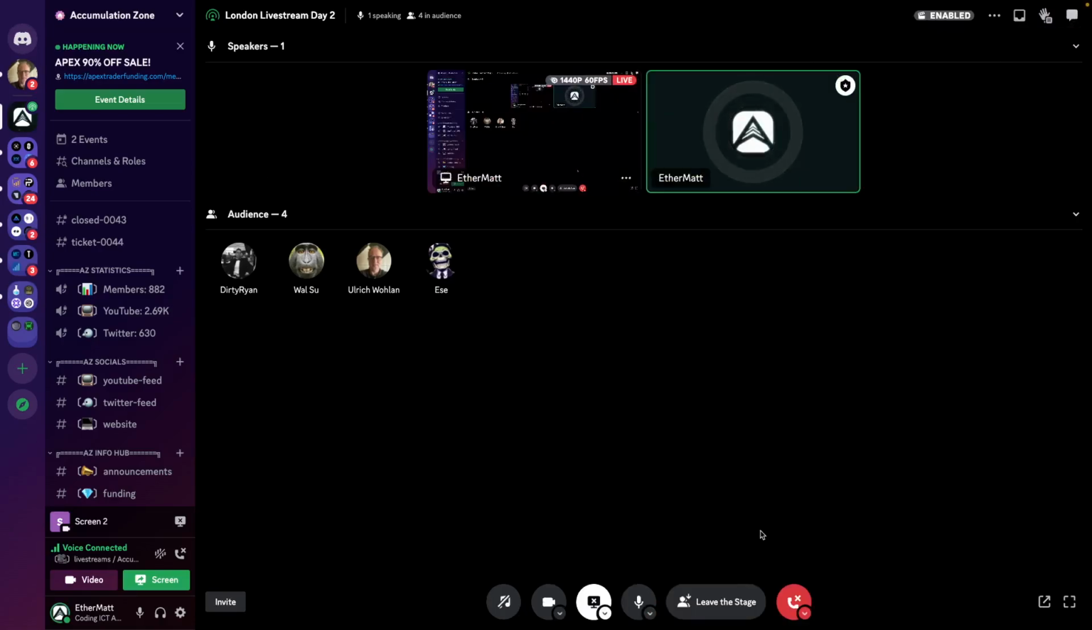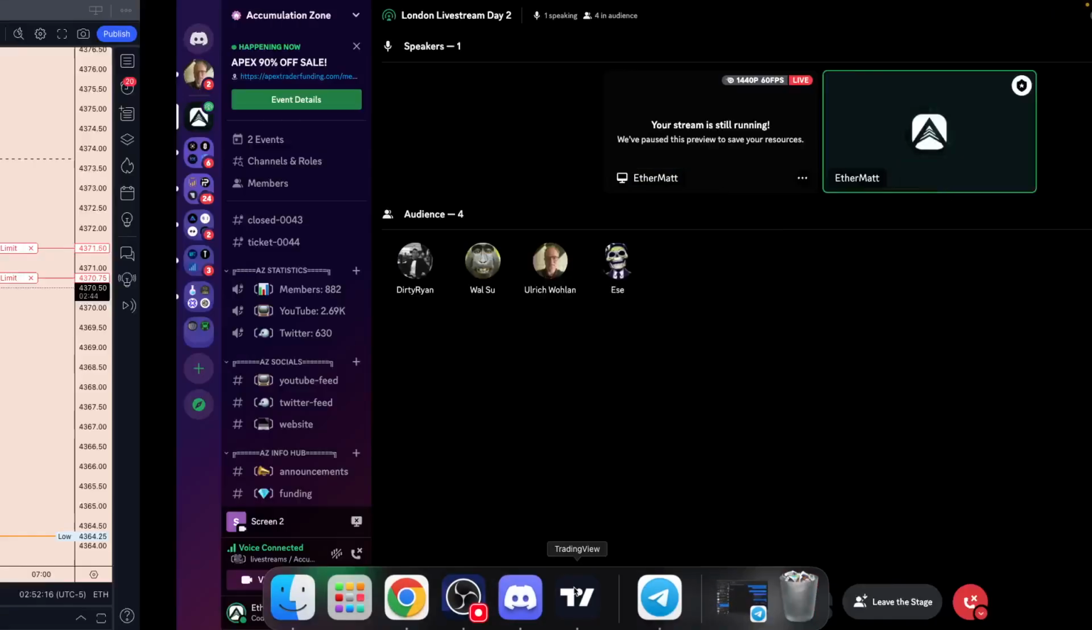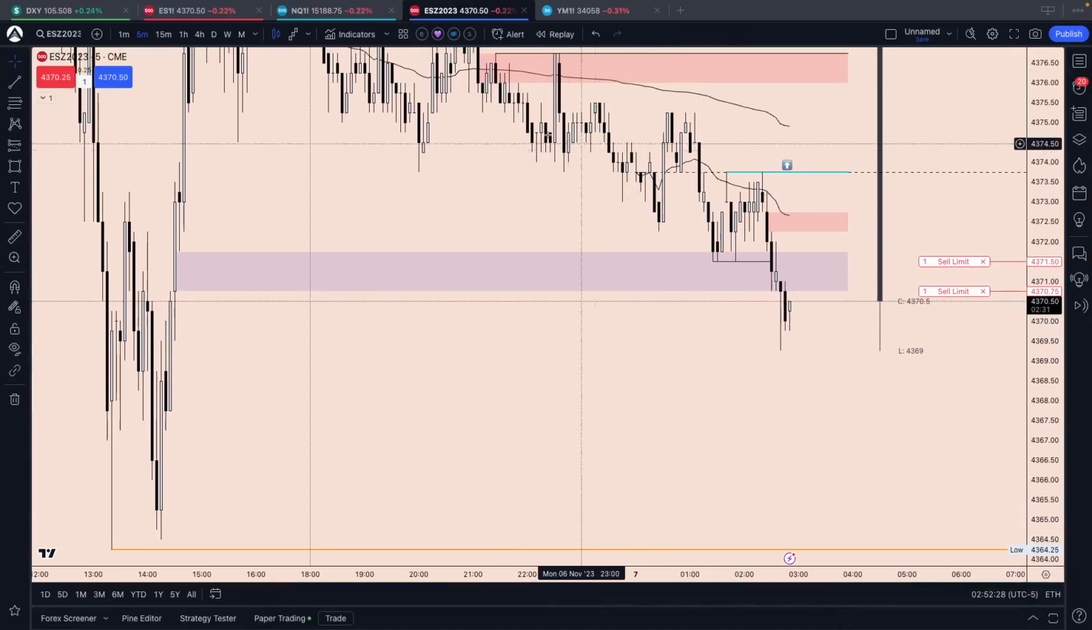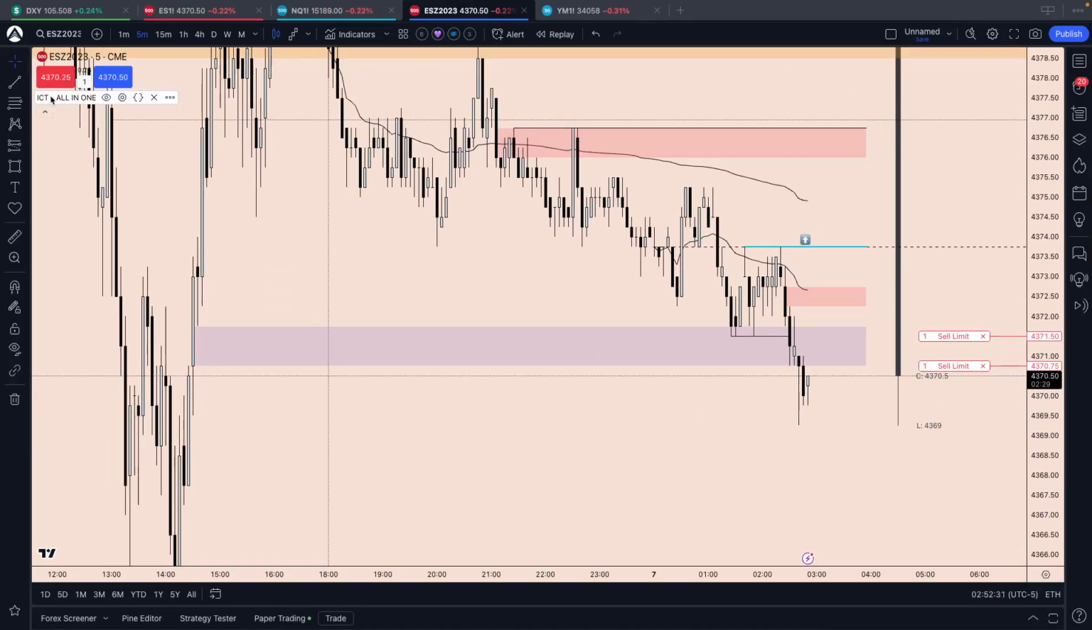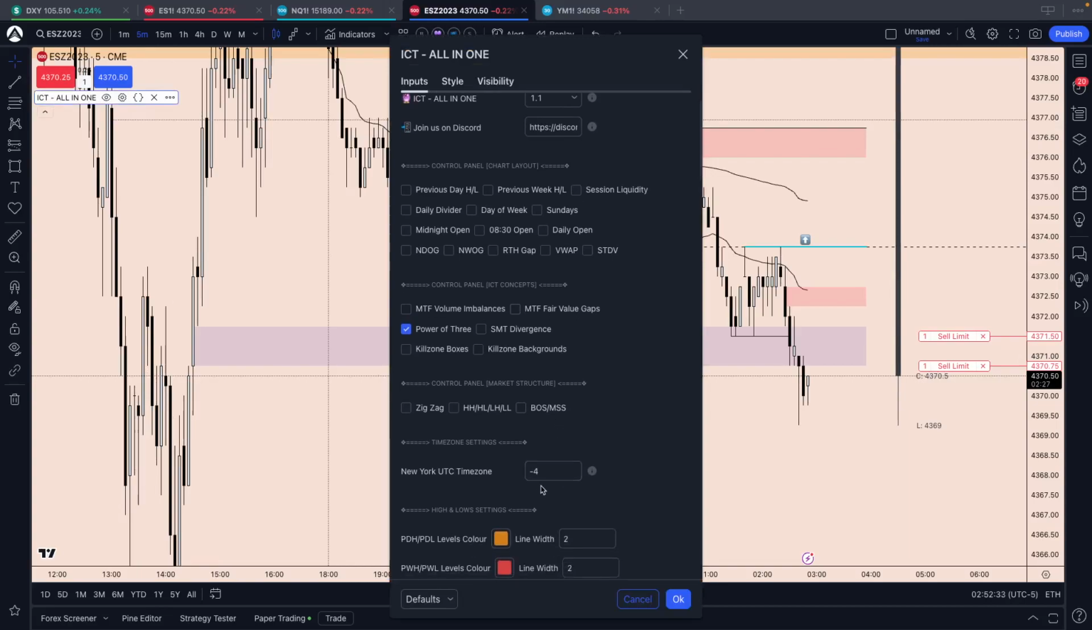Yeah, I know my high and low is also not showing correctly on the ICT All-in-One indicator. I'm not sure what's off with it. Maybe it's the UTC time zone. That's the only thing that would make sense.